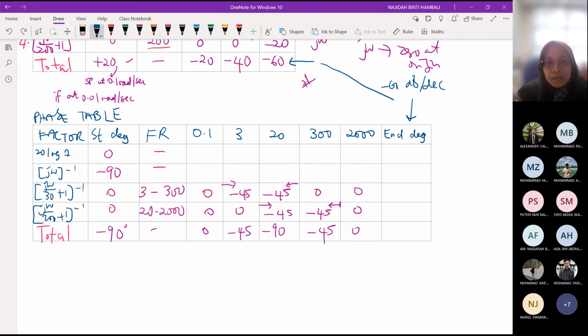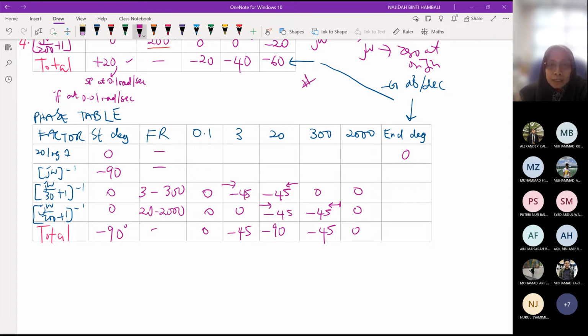Okay, listen carefully how to calculate the ending point. Different factor in transfer function will contribute different values. Listen carefully. Any constant value will contribute 0 degree. In this case, our constant is 1, so ending point is 0.